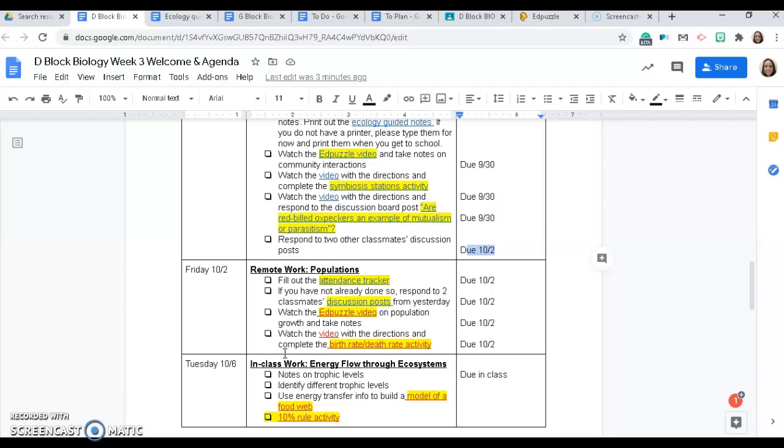Once you see these words that are red turn blue, that means those links will be up and ready. So if you are one of those people who like to get a head start on this work, just keep an eye out for when these links turn blue.